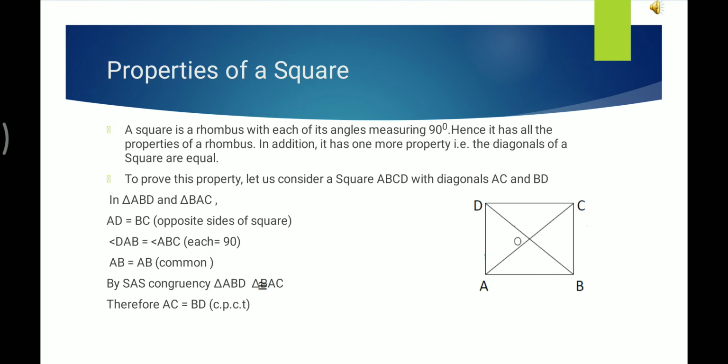As we know that when two triangles are congruent, then their corresponding sides and corresponding angles are also equal. Therefore AC is equal to BD by CPCT. CPCT means corresponding parts of congruent triangles are equal.